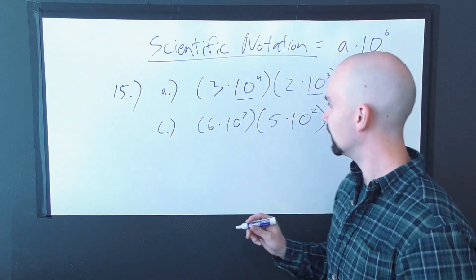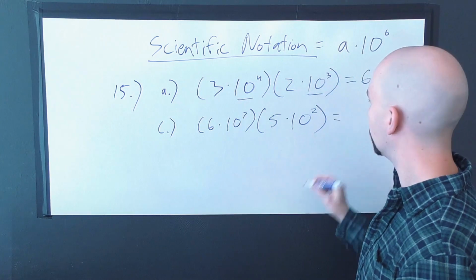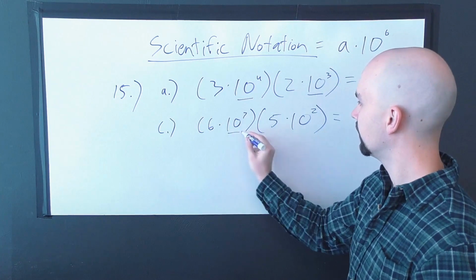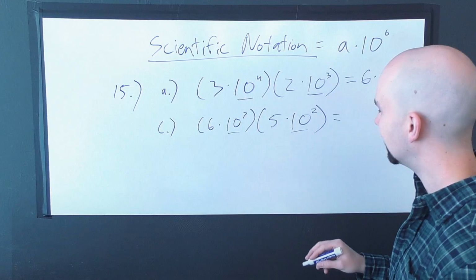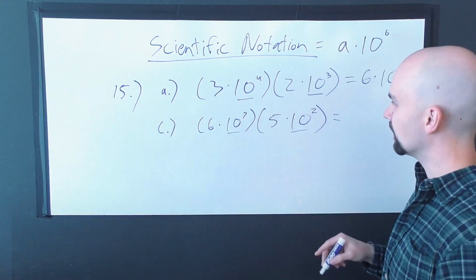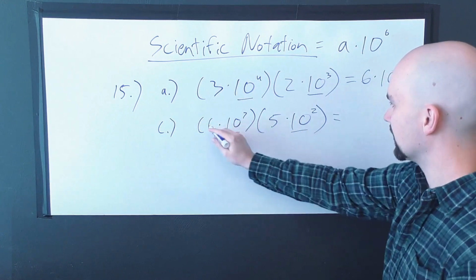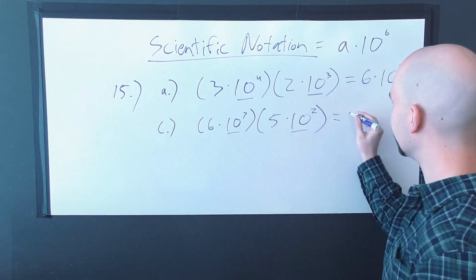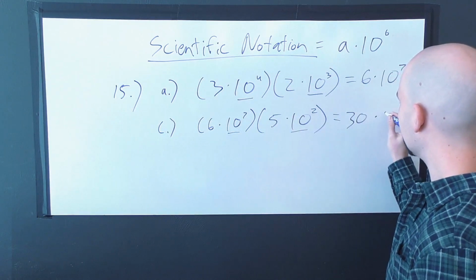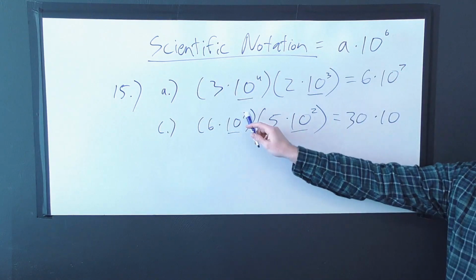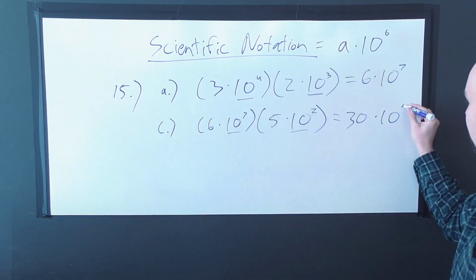All right, so first of all, what are our bases for the exponents? 10. So I can add those powers because they have the same base. So first of all, 6 times 5 is 30, right? Times 10, and what's 7 plus 2? That'll be to the power of 9.